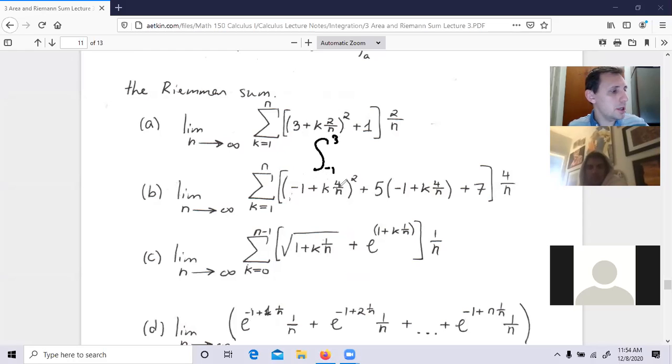Now, what function? It's xk squared plus 5xk plus 7. So the function is x squared plus 5x plus 7. Look at it, I see 4 over n and I see 4 over n here. They are the same. And that's my dx here. Yes? Very simple.